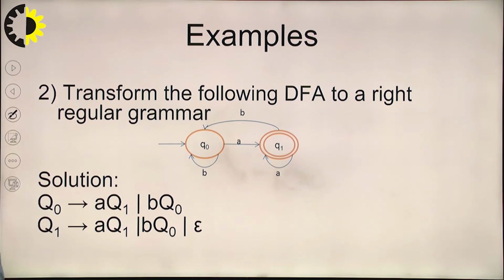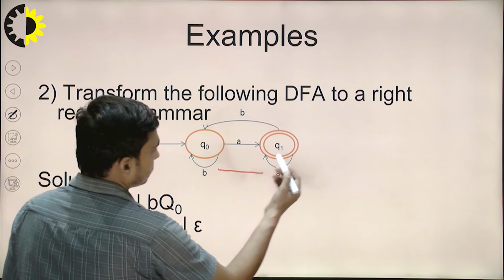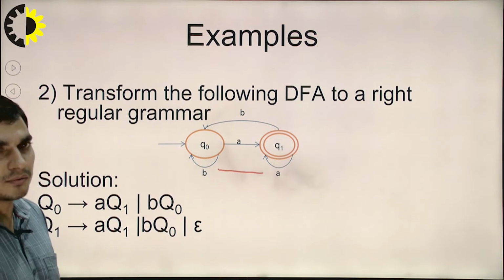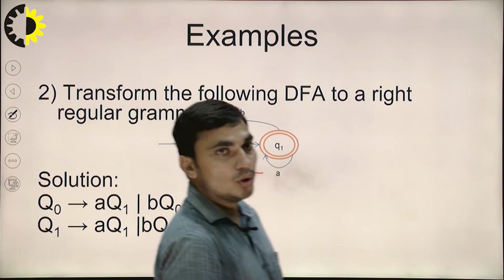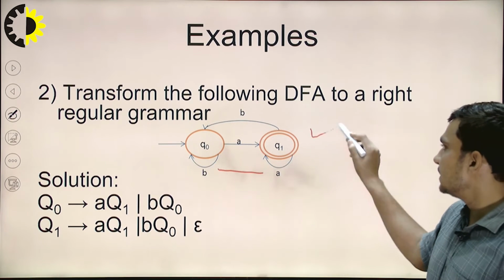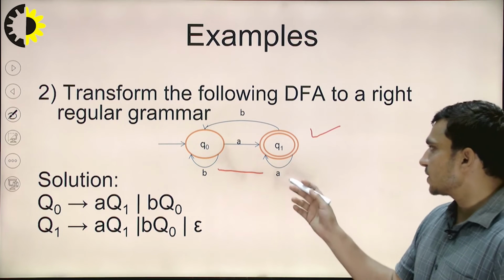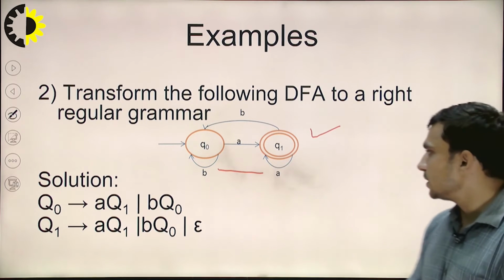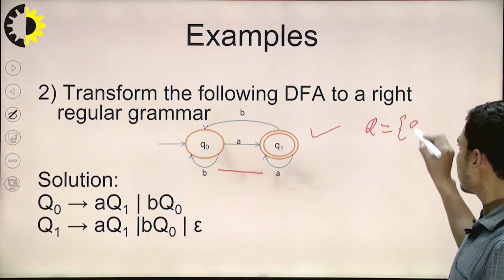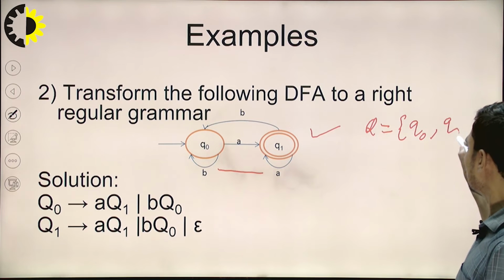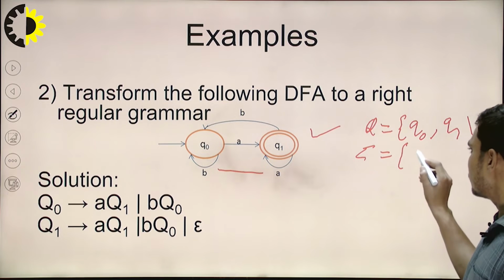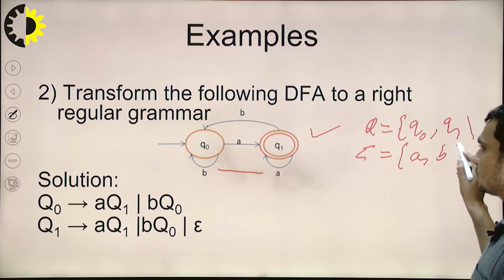Now the second thing: if we are having a finite automaton, can we transform that finite automaton to a right regular grammar or not? Suppose we are having this DFA. In this DFA we have two states, so Q for this DFA contains Q0 and Q1, and sigma has small a, small b.